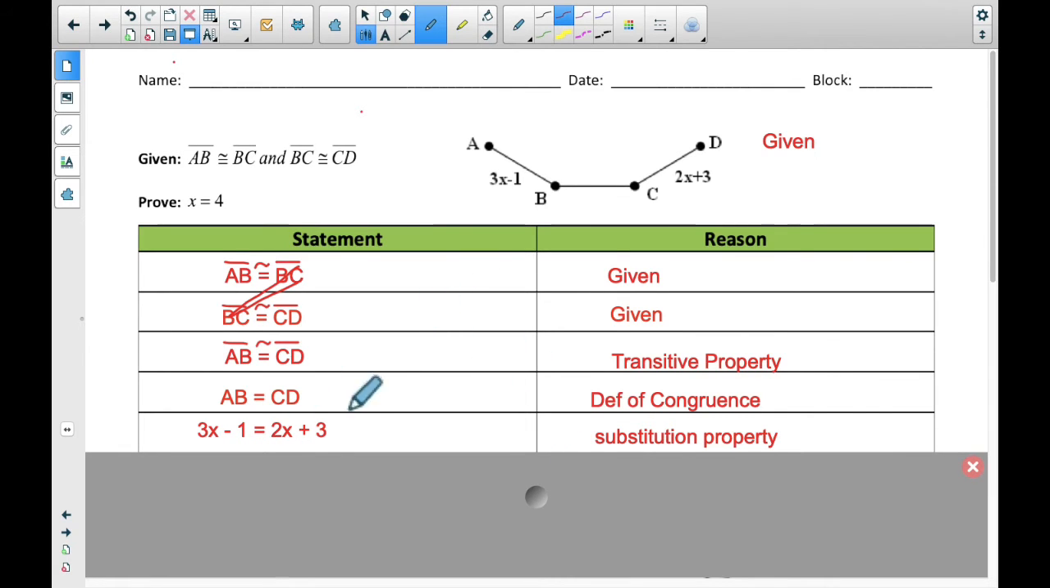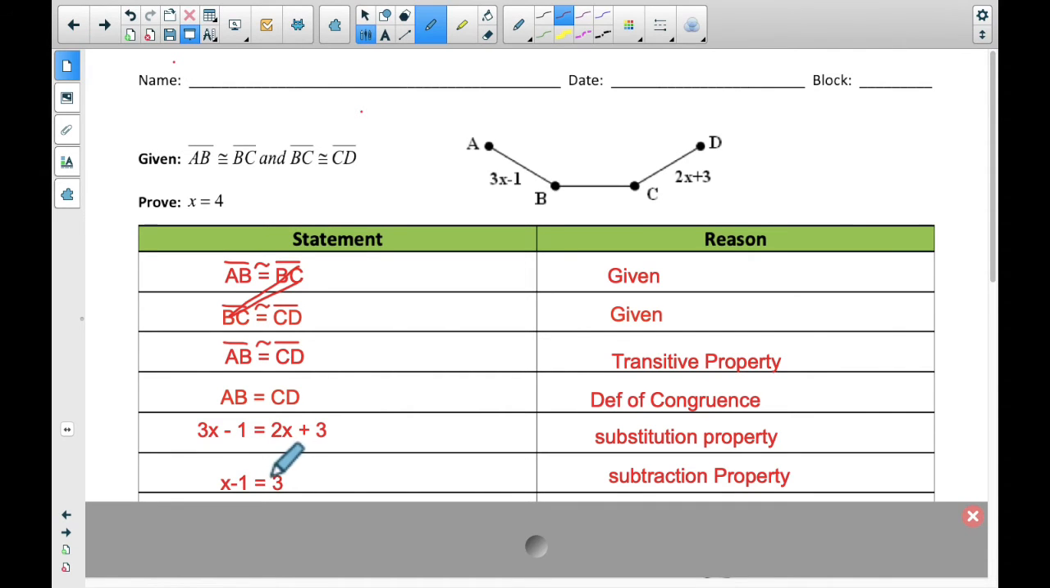And so I'm just going to substitute in. Where I did have AB, I'm going to call it 3x minus 1. And where I did have CD, I'm going to call that 2x plus 3, because I'm able to look at my diagram and see what I have. So you need to incorporate your diagram as you're working through this. Okay, so that's substitution. I want to get down to x equals 4. I'm just solving.